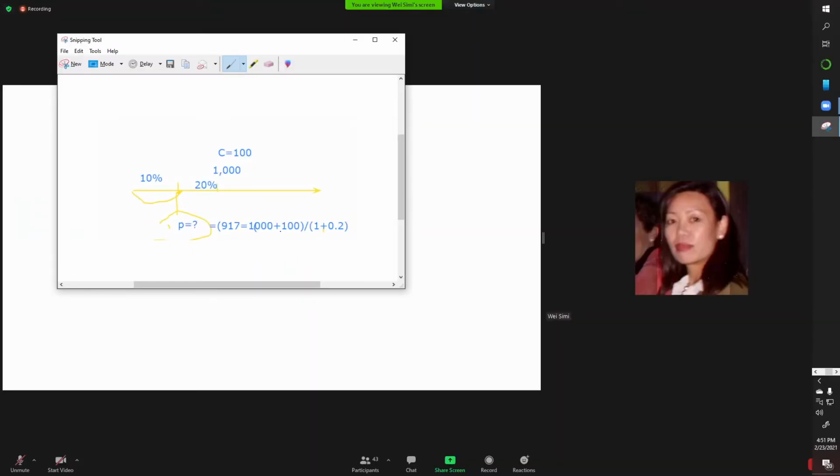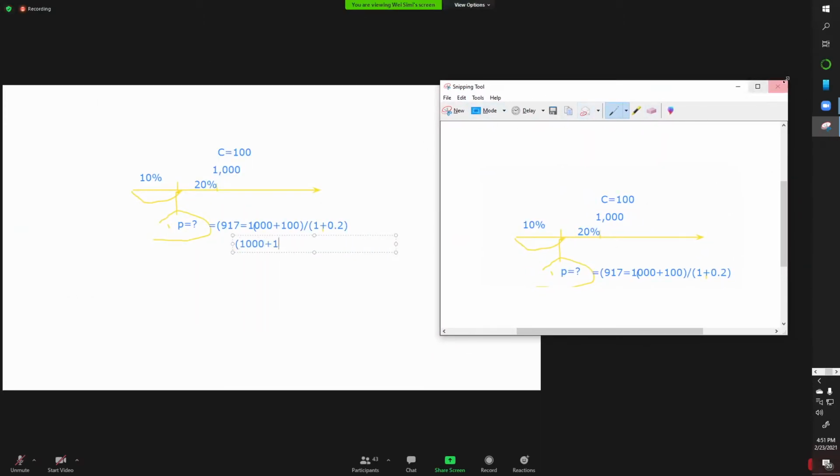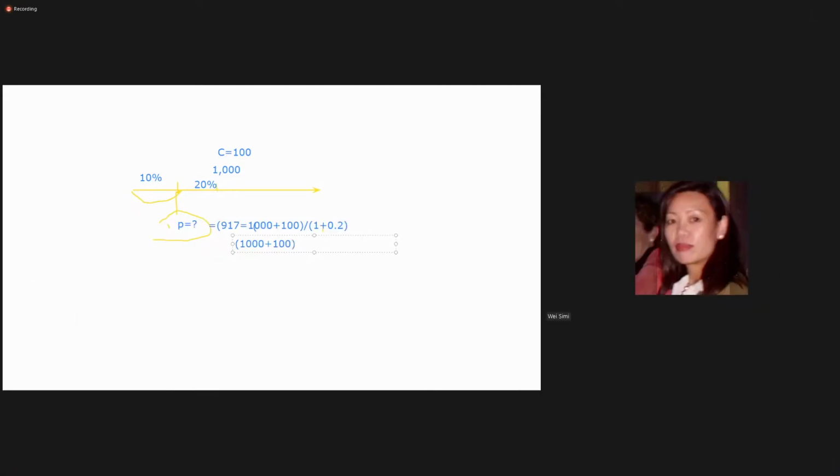So equal to 1,000 plus 100. 100 is coupon, 1,000 is face value, and then divide by the 1 period discount rate, right? So 1 plus 0.2, so it's 1.2. So then you will get 917.